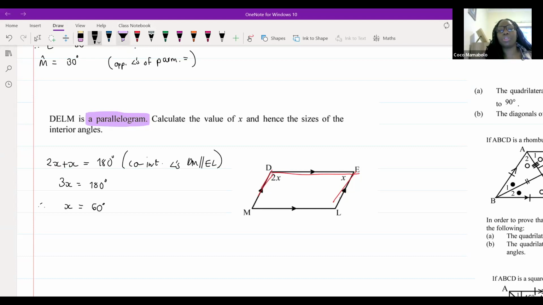Now, the question over here said, calculate the value of x and hence the sizes of the interior angles. So it wouldn't just be good enough for you to say x is equal to 60. You would then also have to say that 2x is equal to 120. And that's how you would get the full mark. Okay, so don't forget to add that last part also, because they want you to also give the sizes of the interior angles. So we know that the interior angles are 60 and 120.